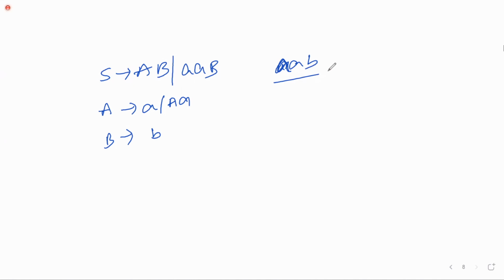Done, ma'am. Is it ambiguous or not? Yes, ma'am. Ambiguous. We'll check now. First, S tends to AB. What I need is A. If I take A directly, I'll never get AAB. So I'm considering this A as AA, based on the string we have to derive. So in this A place, can I take A?